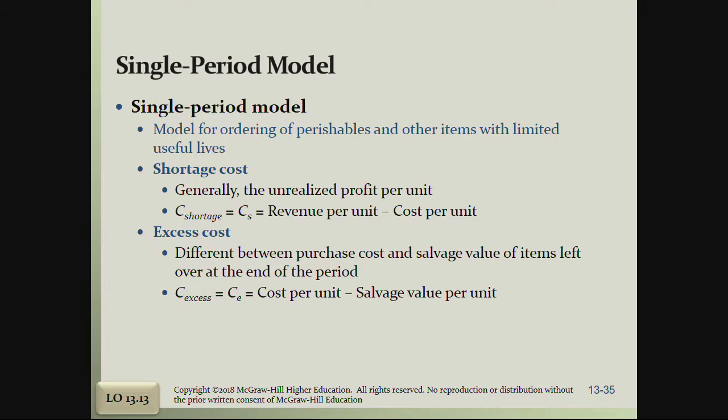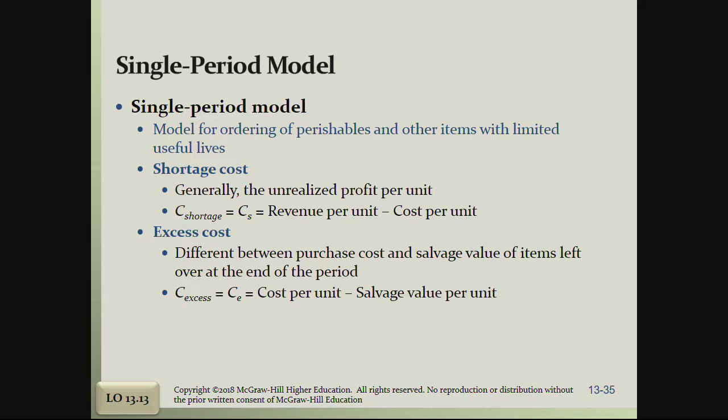What is the shortage cost? It's a hard question. The selling price is $1 per paper, right? The ordering cost is 50 cents per paper. Then what is the shortage cost? 50 cents. 50 cents, very good. It's very easy, right? So it's unrealized profits.